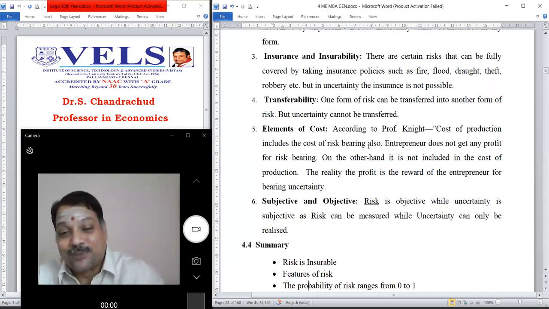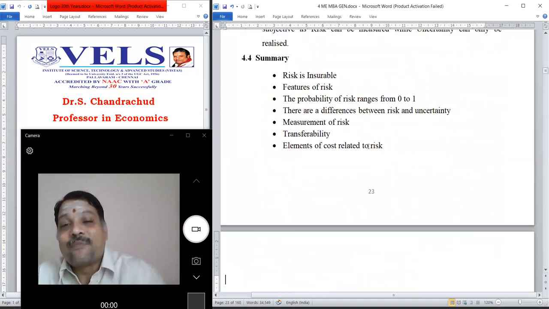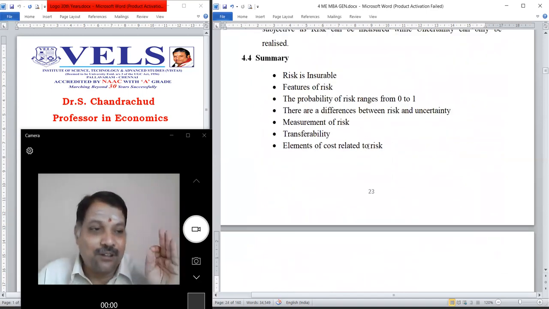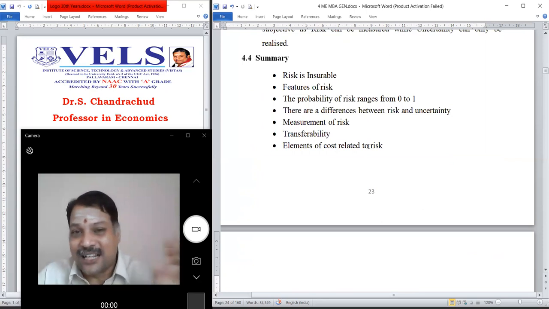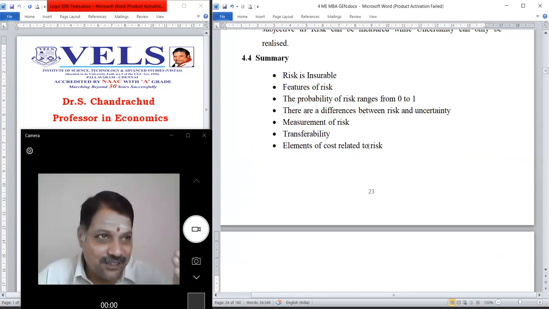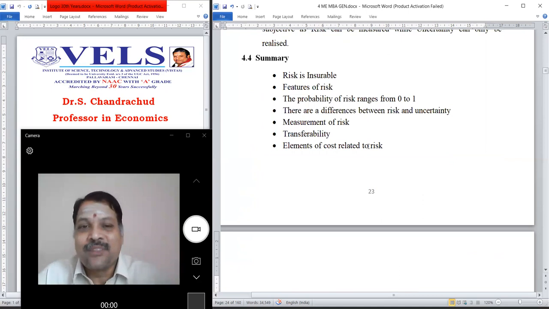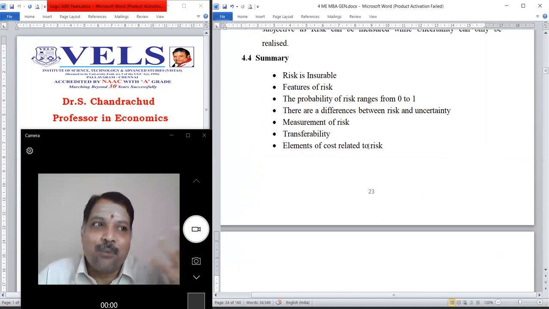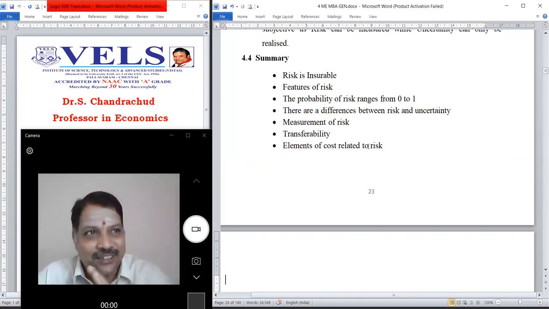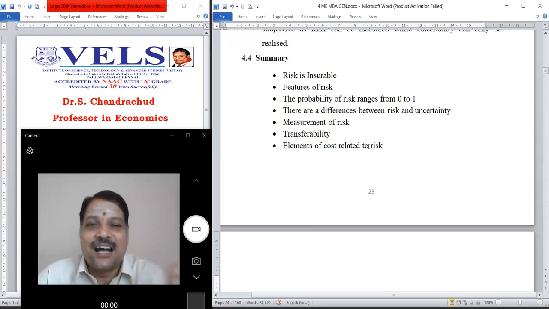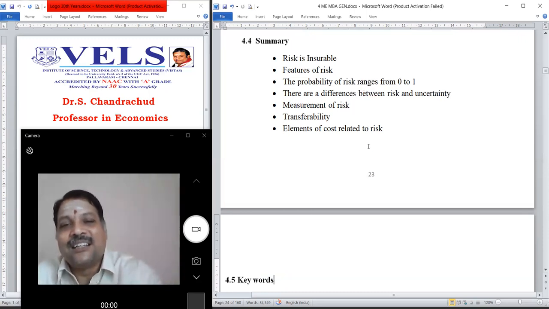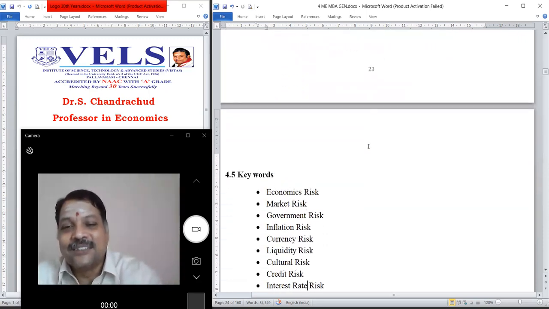Let me summarize this particular topic. First of all, we have defined what is risk and what is uncertainty, and we have listed different features of risk, and the probability value of risk ranging between 0 and 1, and what are the different types of risk that we take during business practices, and we have differentiated risk and uncertainty. These are the things that we have discussed in this class.